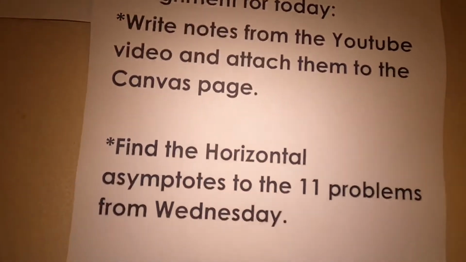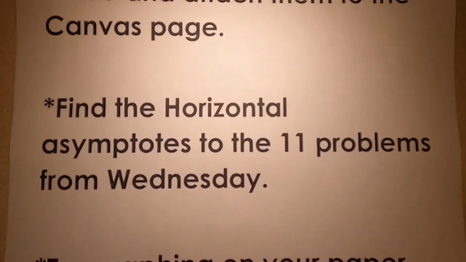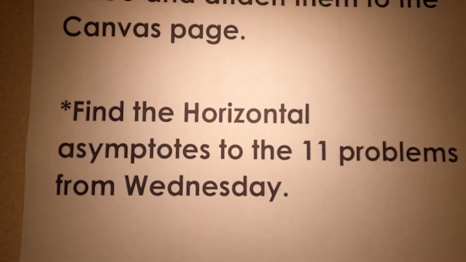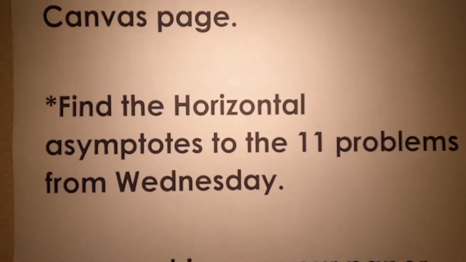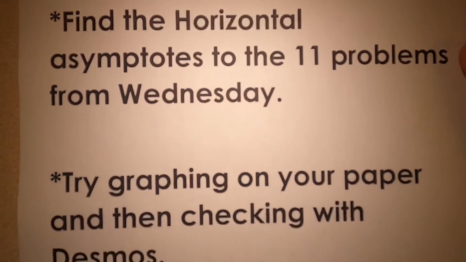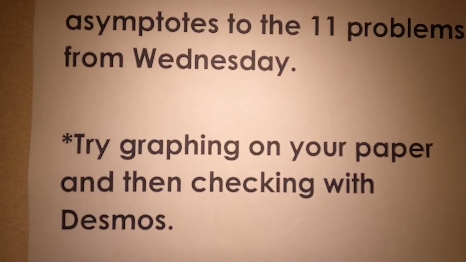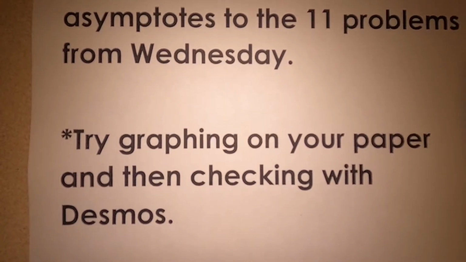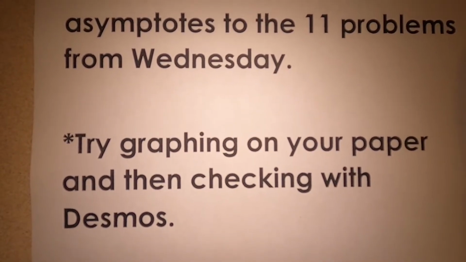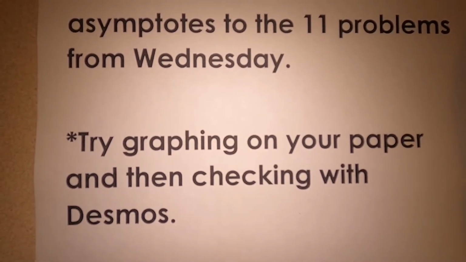Today we're talking about horizontal asymptotes of the same 11 problems that you did on Wednesday. We will try graphing those on our paper, and then we're going to check our answers with Desmos. I think after we do a couple today, you'll kind of realize how to do the whole process. We'll be checking all of these problems on Monday for the correct answers, so look for that on Monday.